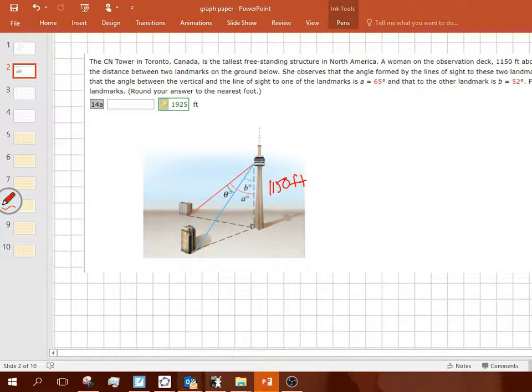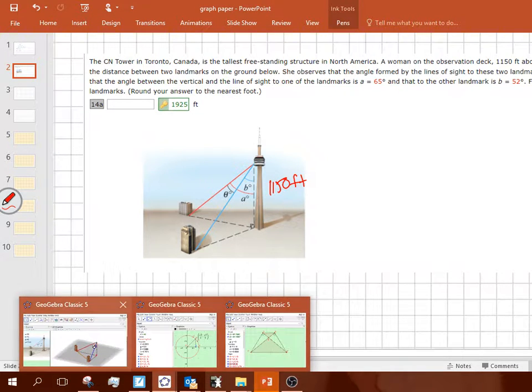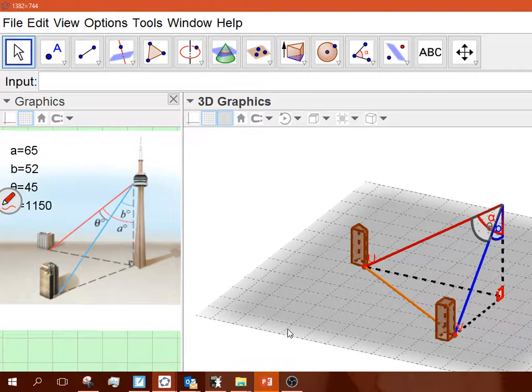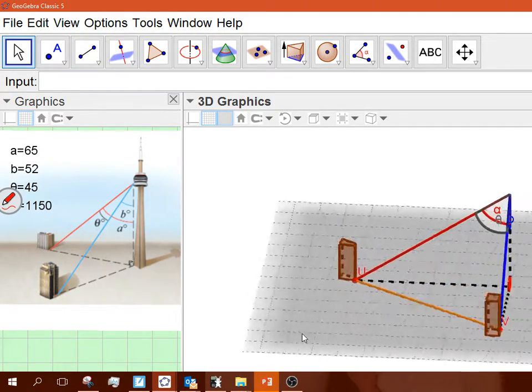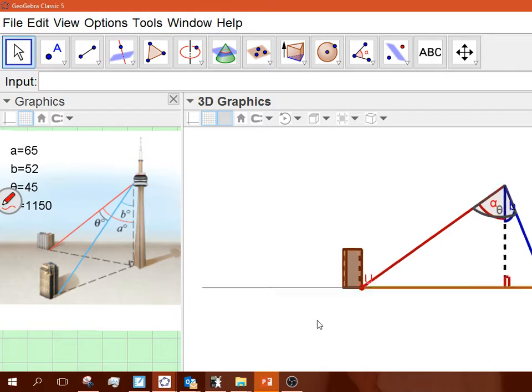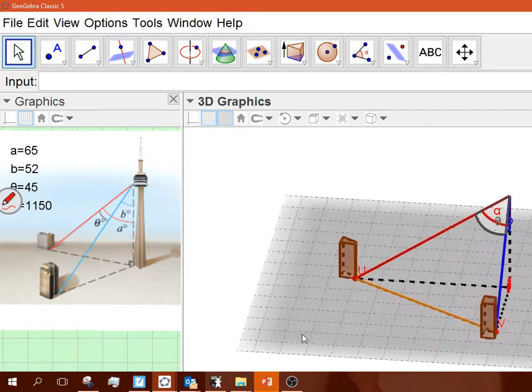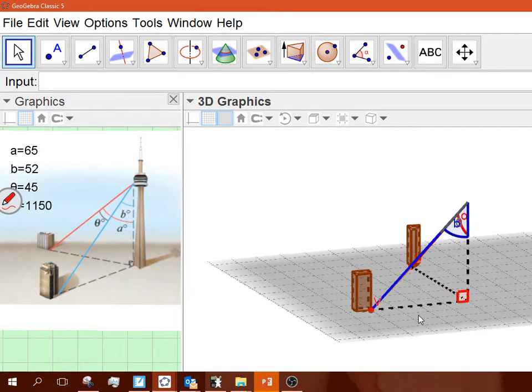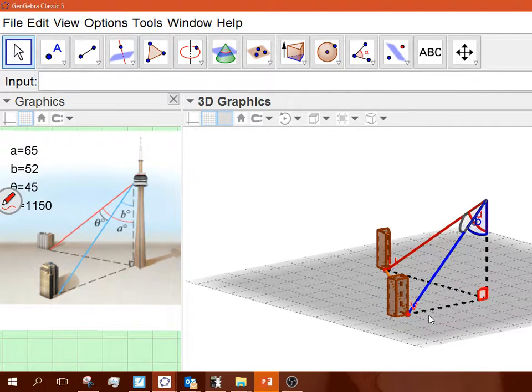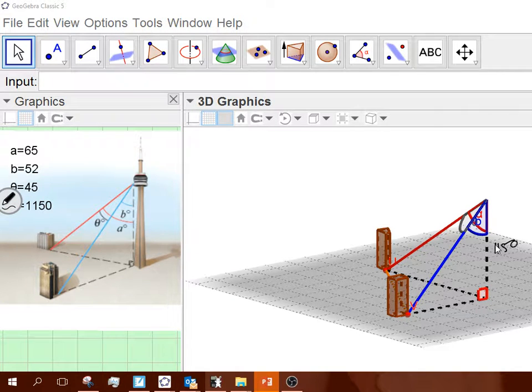I've gone ahead and made a quick GeoGebra for this to kind of give you a view of what they're trying to get at here. So this is the three-dimensional rendering that they're trying to get us to view. And ultimately, they're asking us to find that orange segment down here at the bottom. If we look at this at the beginning, this height right here is 1,150.